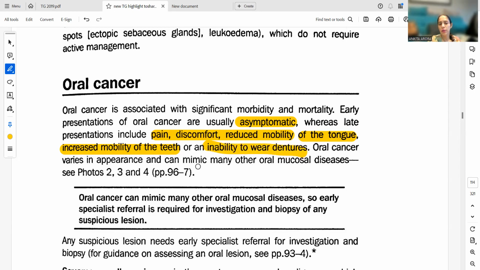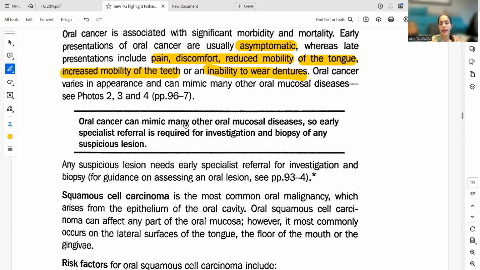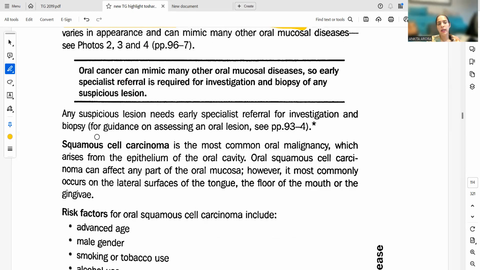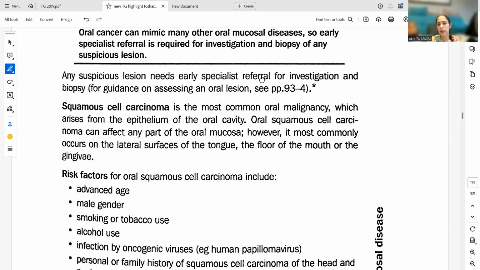Oral cancer varies in appearance and can mimic many other oral mucosal diseases, so early specialist referral is required for investigation and biopsy of any suspicious lesion. So any lesion present for more than 2 weeks, where the history is not clear and the cause is unclear, it's good to refer for biopsy, even if it is say OSMF, even if it is say lichen planus. Let it come as a diagnosis as those particular lesions. Any suspicious lesion needs early specialist referral for investigation and biopsy.